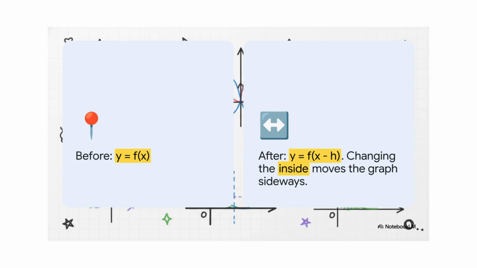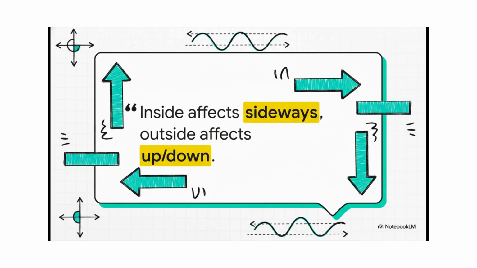It's the opposite of what you'd think. Seeing x minus 2 actually moves the graph to the right, and x plus 2 moves it to the left. Yeah, I know, it's a little weird. And that weird little rule brings us to the single most important takeaway of this entire explainer.